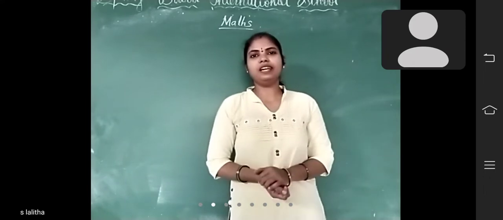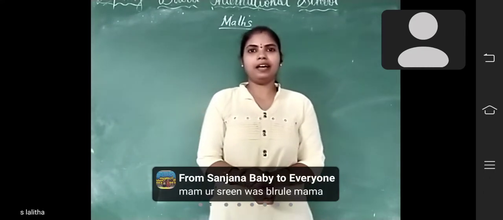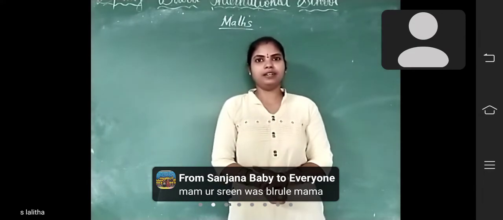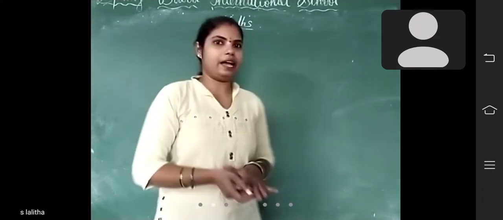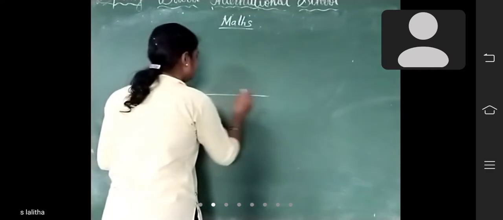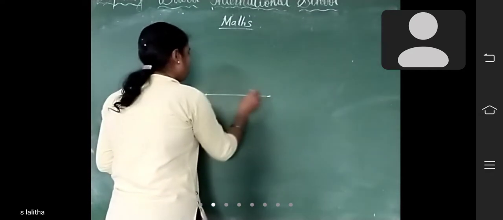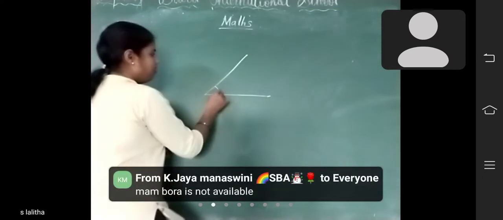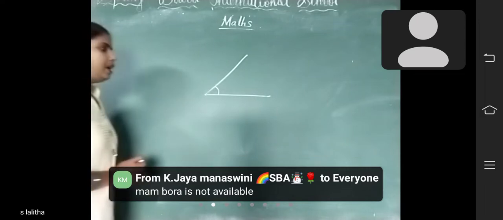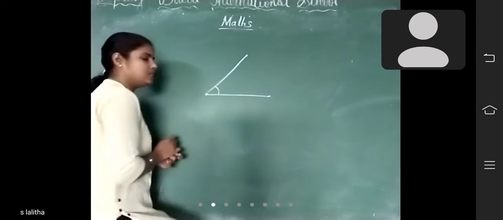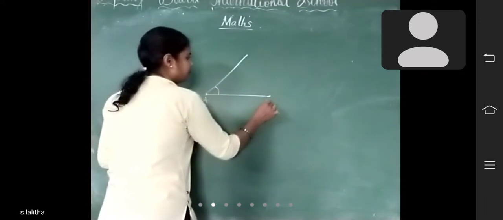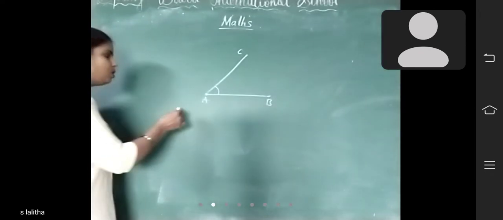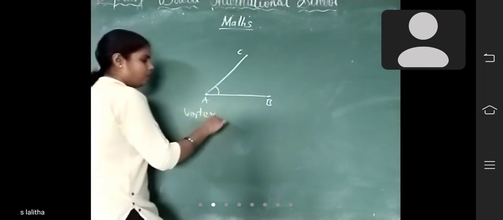So up to now, what did we learn, children? What is the second chapter name? Angle. What is called an angle, children? Angle is formed at a common point of two line segments. Here it forms an angle. And what do you call this common point? This common point is called vertex.